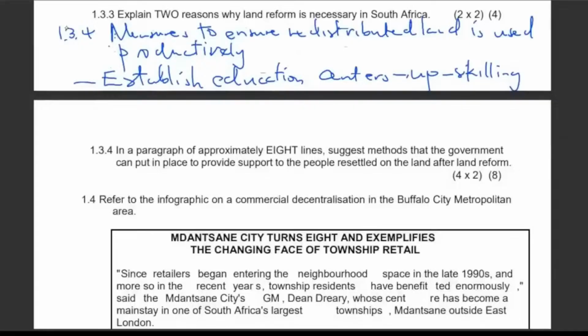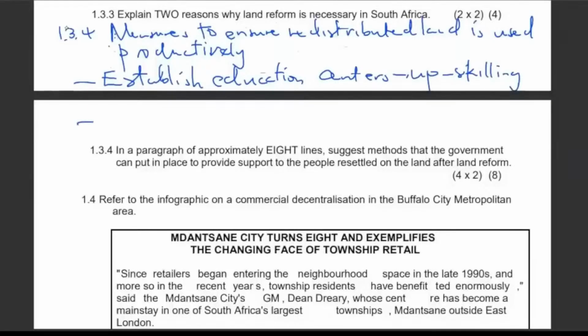and how to utilize the land effectively, such that the farmers have got relevant skills of how to use the land. Because in some instances, the farmers might lack the knowledge of how to utilize the land. At the end of the day, they become unproductive because they don't have the knowledge, they don't have the skills. So if the government tries to establish educational centers such that the farmers are equipped with the right skills and the knowledge, it will be beneficial that the farmers will know how to utilize the land and how to ensure that the land is ultimately used productively.